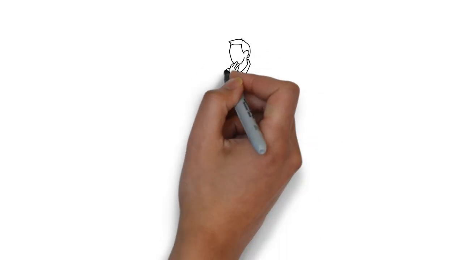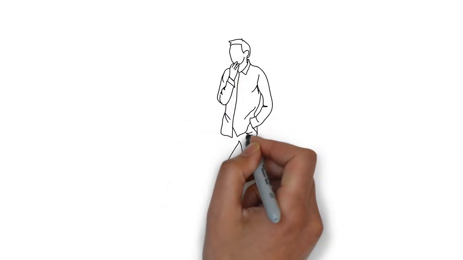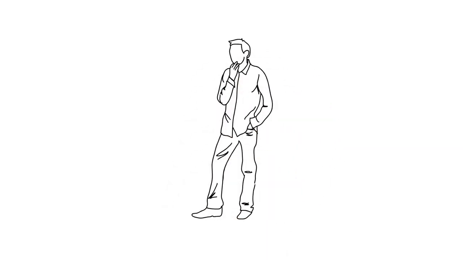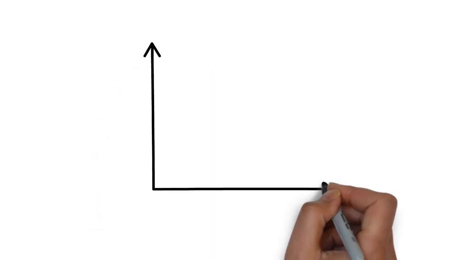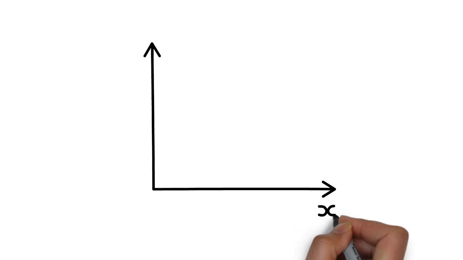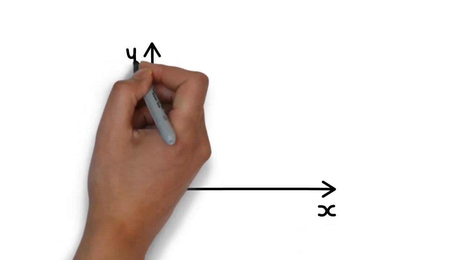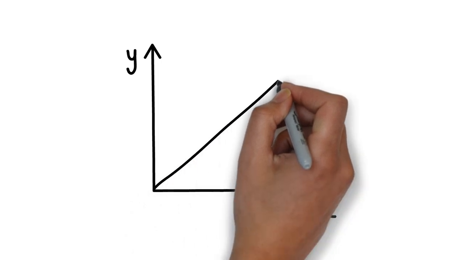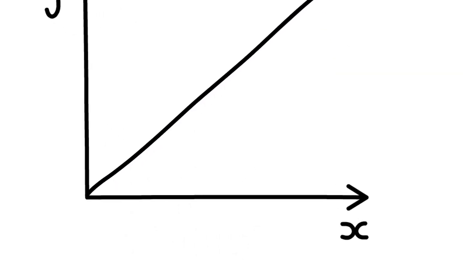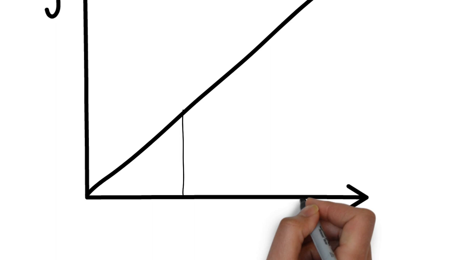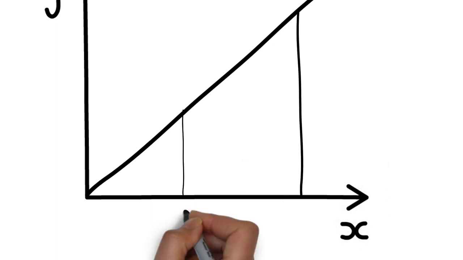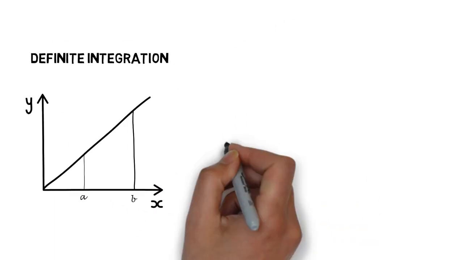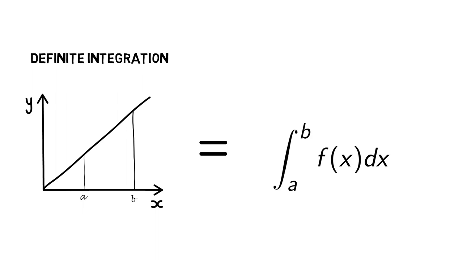Now, let's say that we want to find a measurement of area within a certain limit. For that, we will have to use definite integration. The definite integral is defined to be exactly the limit of a summation to find the net area between a function and the x-axis. If we want to find an area under a function within a range a to b, the notation will be like so.